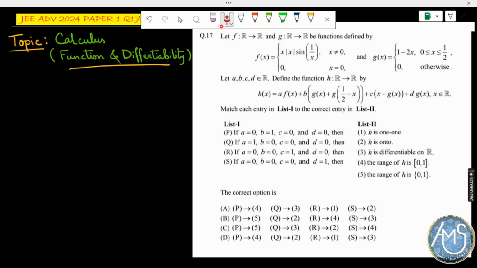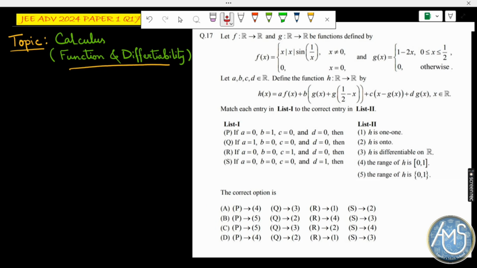In List 1 we have 4 options, where in P only b is 1 and a, c, d are 0. In Q only a is 1, in R only c is 1, and in S only d is 1. And in List 2, in 1 H is one-one, in 2 H is onto, in 3 H is differentiable, and in 4 and 5 the range of H is given. For 4 it is the closed interval 0 to 1, and for 5 it is just the set having 0 and 1. Four options are given, out of which 1 will be correct.